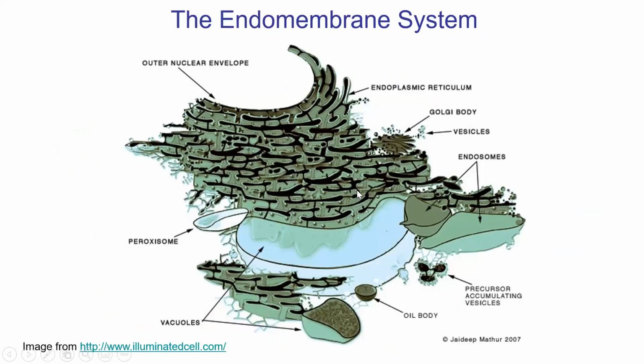There's another picture, by the way, of the endomembrane system. I like this one a little better because its size is very accurate in terms of the organelles, and it's actually a plant cell. So you can see some features in there you wouldn't necessarily see in an animal cell. Like you can see the central vacuole is right here, and you've got oil bodies and things like that you wouldn't see in an animal cell.